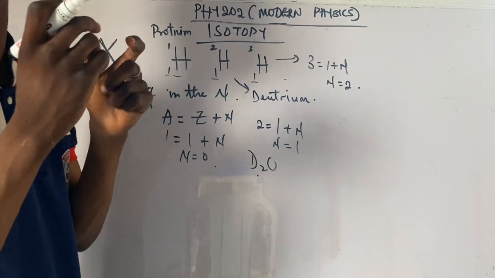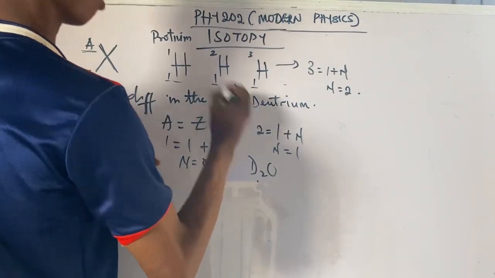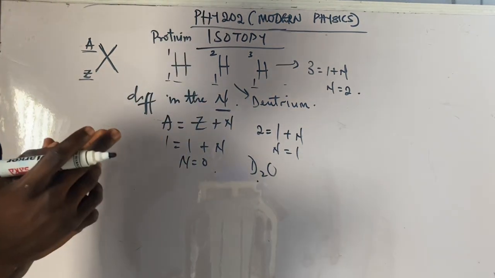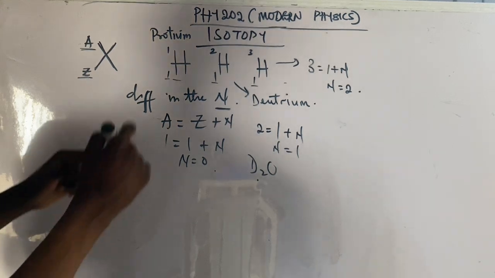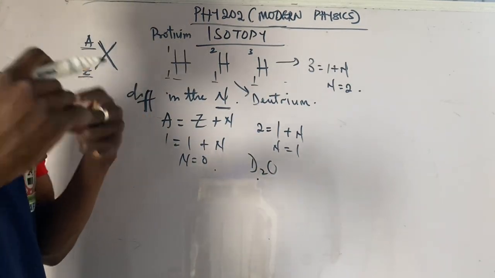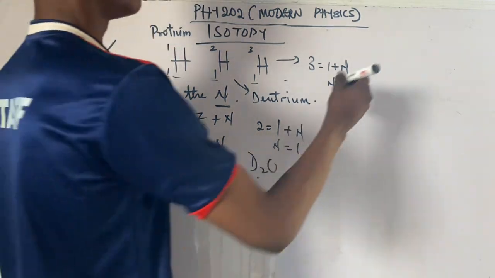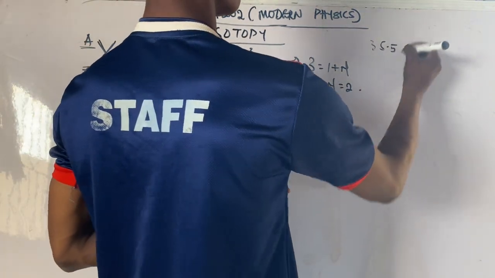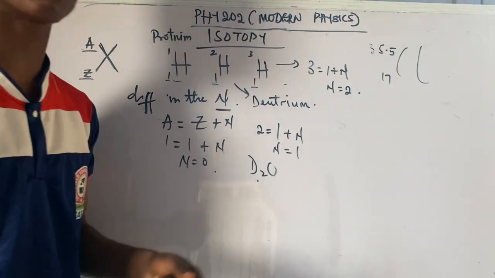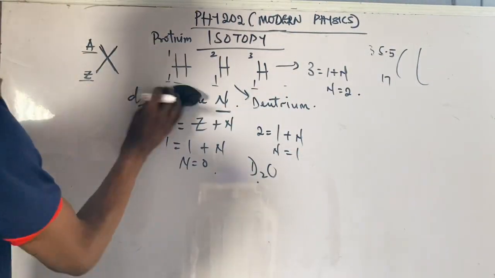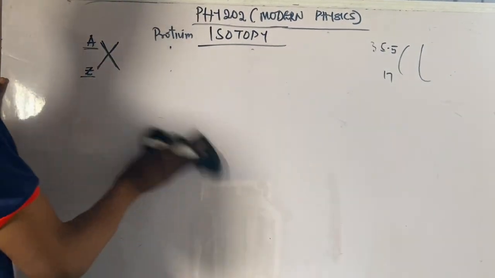Now, isotopy is a result of something. What is that thing? A difference in the number of neutrons in the nucleus of the atom. That is what brings about isotopy. There are some elements that do not have whole numbers as their mass number. The mass number of chlorine is 35.5. There are many examples of isotopes. Let's check one or two of them before calculating the mass number of chlorine.